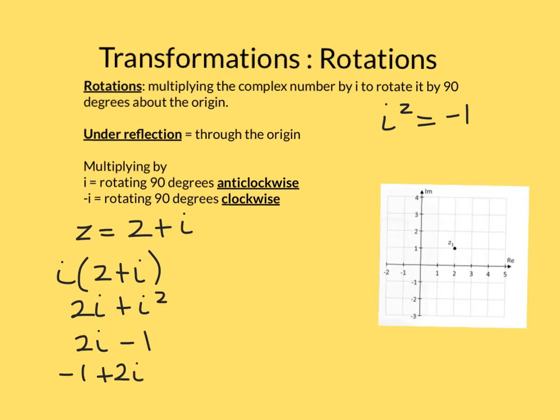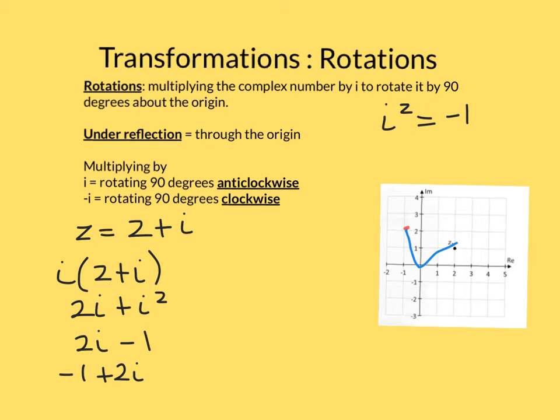So if I go ahead and plot that now on my graph, minus 1, which is our real number here, plus 2i is going to be just about there. Which, if you look, is roughly, if I could draw a little bit better, it is 90 degrees about the origin.